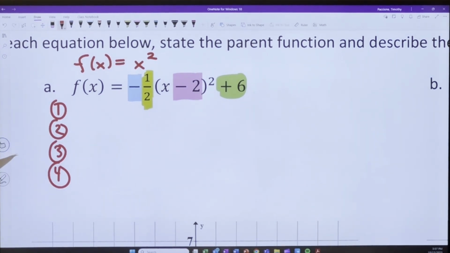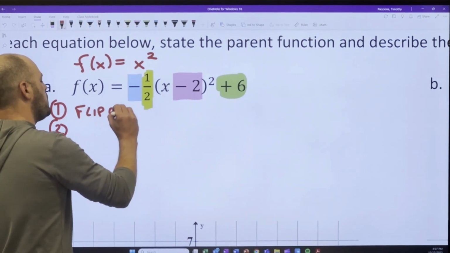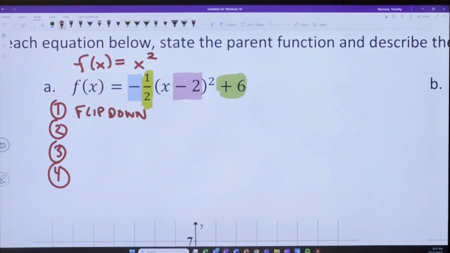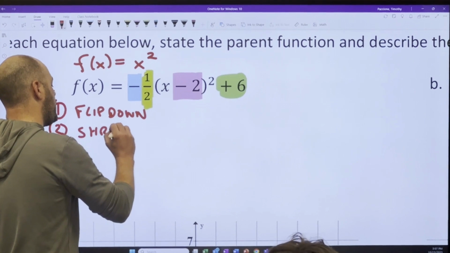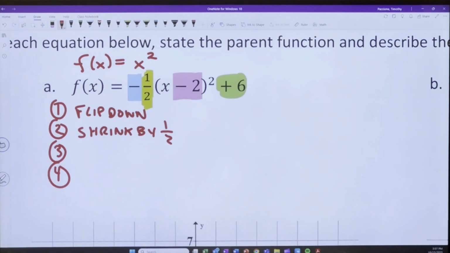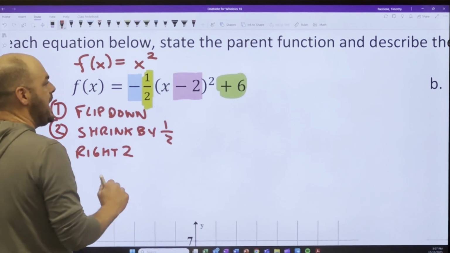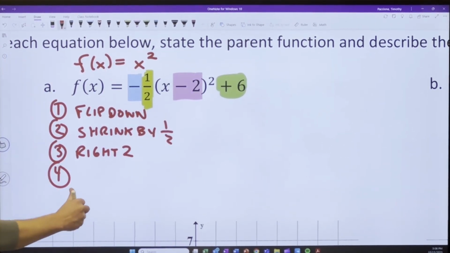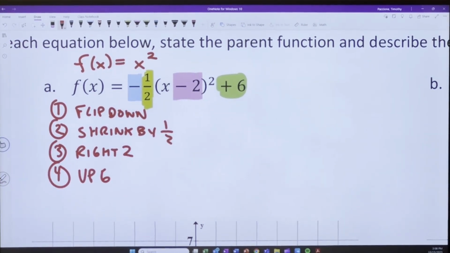So that negative does what? It makes it flip down. So this is going to flip down. I got a 1/2. It's going to shrink it, right? It's not going to stretch it because it's not a number greater than 1. So I shrink by 1/2. I got a -2 on the inside, right 2, yep. And then I got a +6 at the very end, up 6. So you see how now we know everything that this thing is going to do? Step 1 is complete.